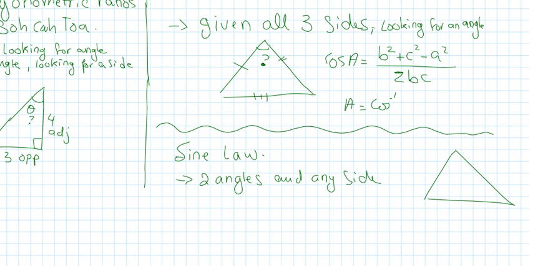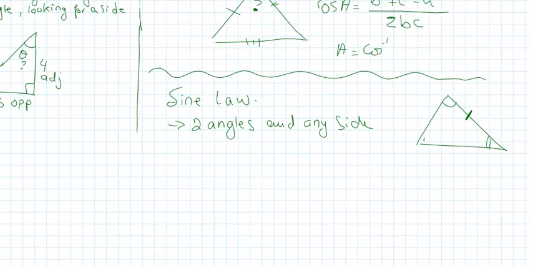But in this case, if I give you this angle, and I give you this side, then you can solve for this angle. It's not hard to solve for this, right? 180 minus the other two, and then you can use sine law. So with sine law, you need any two angles and any side, and then you can solve for a side. So A over sine A equals B over sine B equals C over sine C.